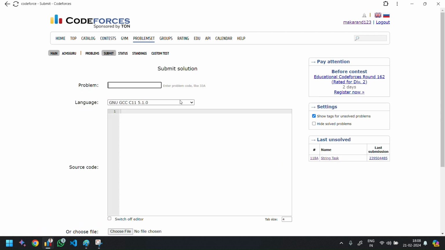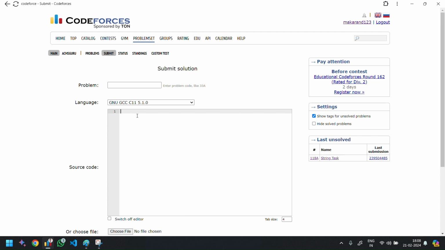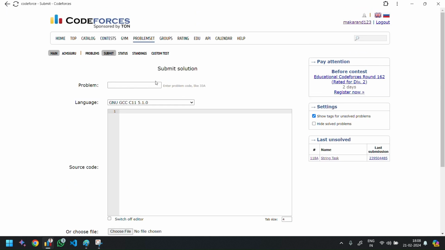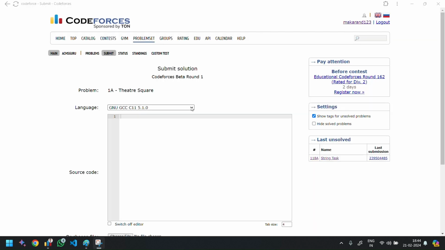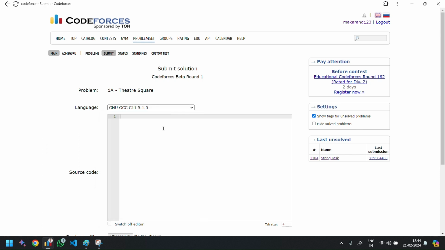So first choose your language. In my case, I'll choose C. You can write your program, or choose a file where you have written your program, and please see the answer here. If you have any problem, you can check the author's answer. From here we can choose the compiler. I'm writing the program in C, so just write your program.